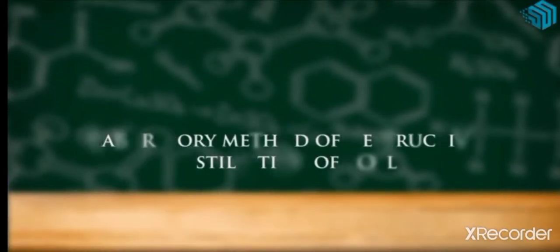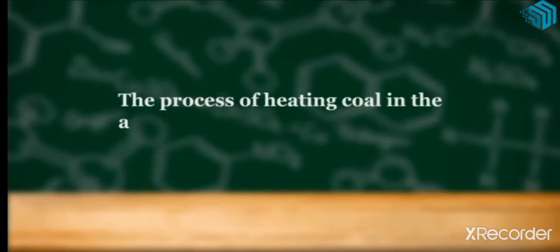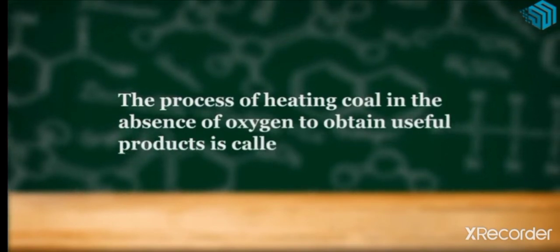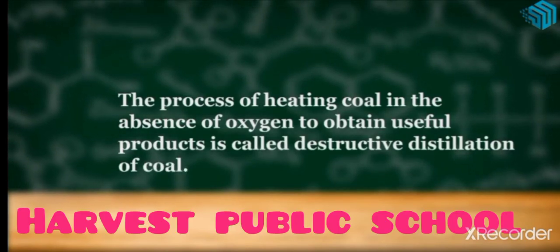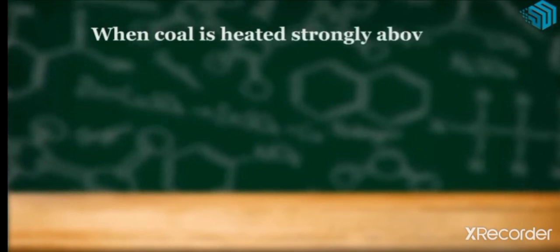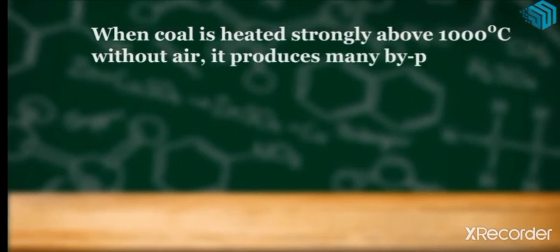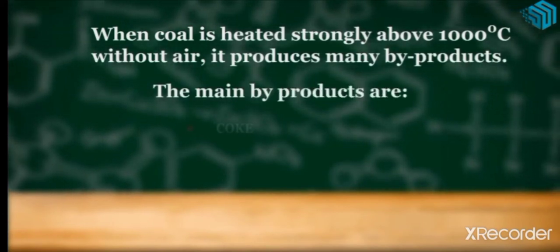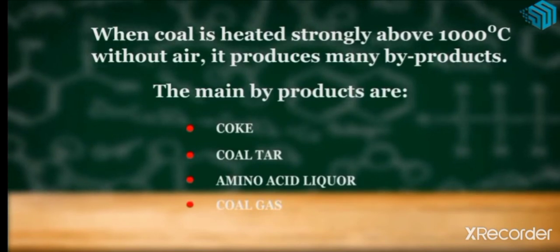Now let us discuss destructive distillation of coal. The process of heating coal in the absence of oxygen to obtain useful products is called destructive distillation of coal. When coal is heated strongly above 1000 degrees Celsius without air, it produces many byproducts. The main byproducts are coke, coal tar, ammoniacal liquor and coal gas.